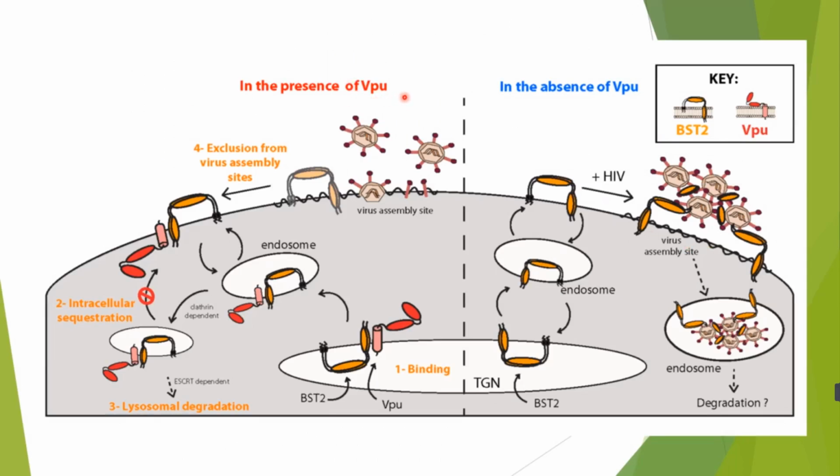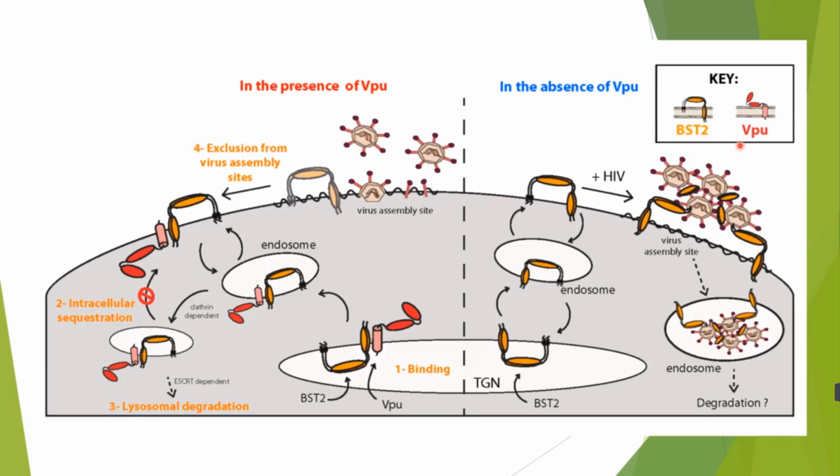So in absence of VPU, in other words, we have tetherin working the way it's supposed to. In this particular case, tetherin is BST2. Tetherin also goes by a couple of different names. BST2 is one, and CD317 is the other. You don't have to know those completely. My advice is to understand tetherin as tetherin. I think that's the easiest way of working with tetherin.